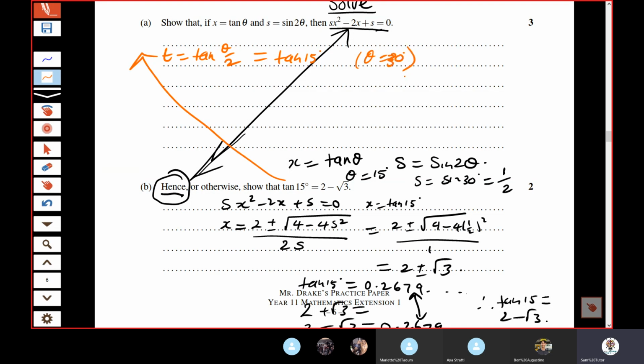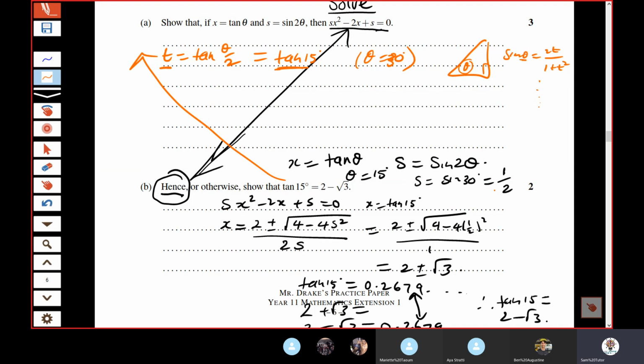Aya, do you get that? Yeah. But do you know how to use the T formula? So then you use sine theta equals 2t on 1 plus t squared, and then eventually you're solving for t, because that's tan 15. But at least you know theta is 30 degrees. Yep. And then sine 30 is half, and then you just go and solve for t.